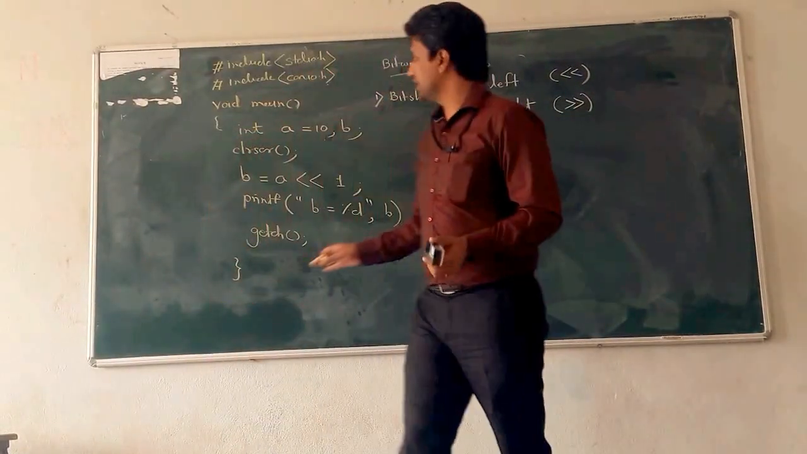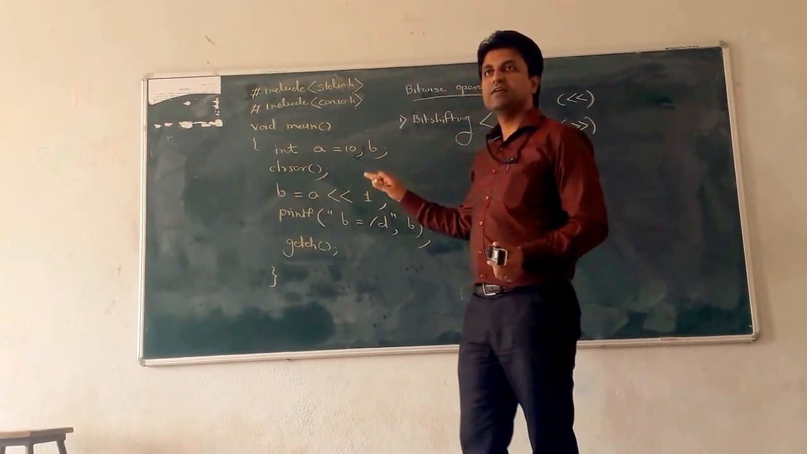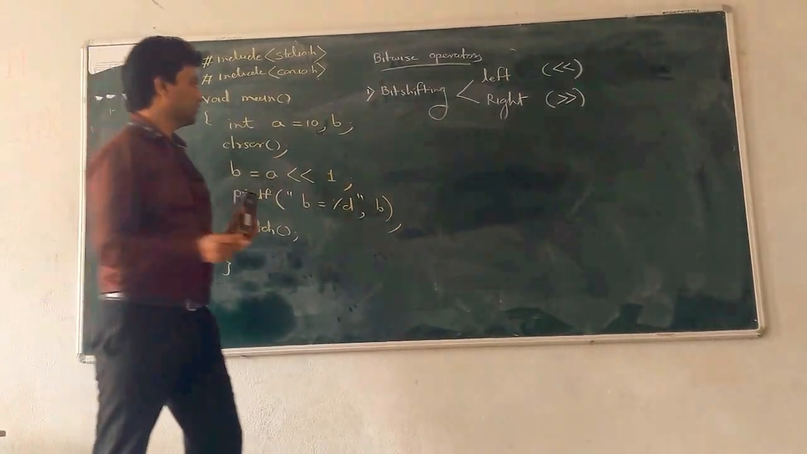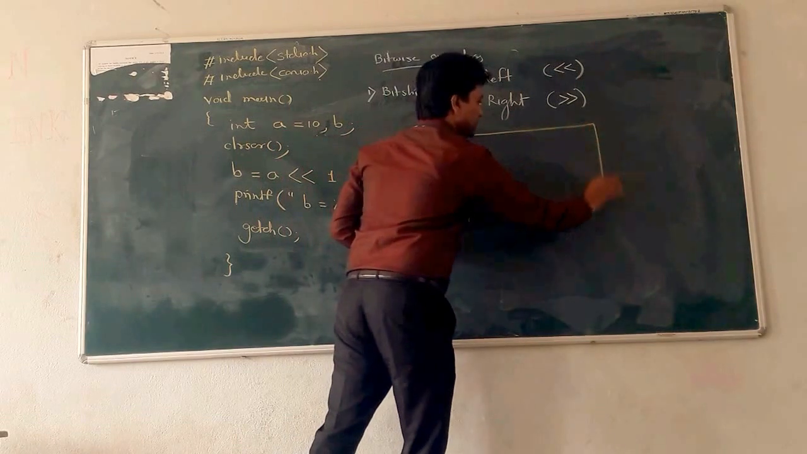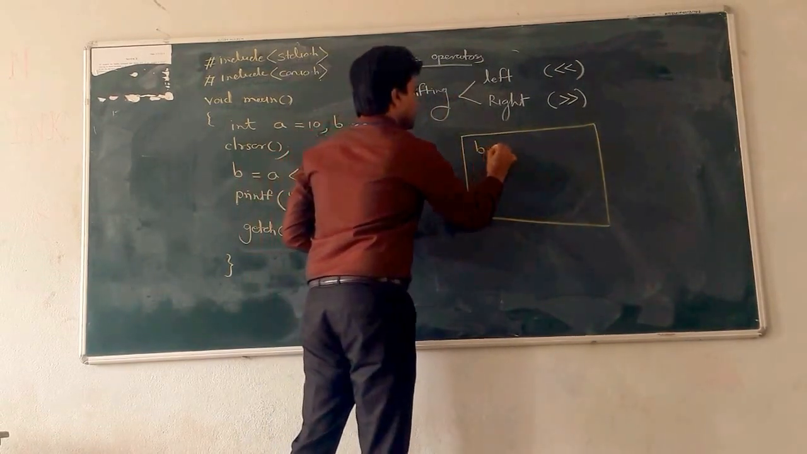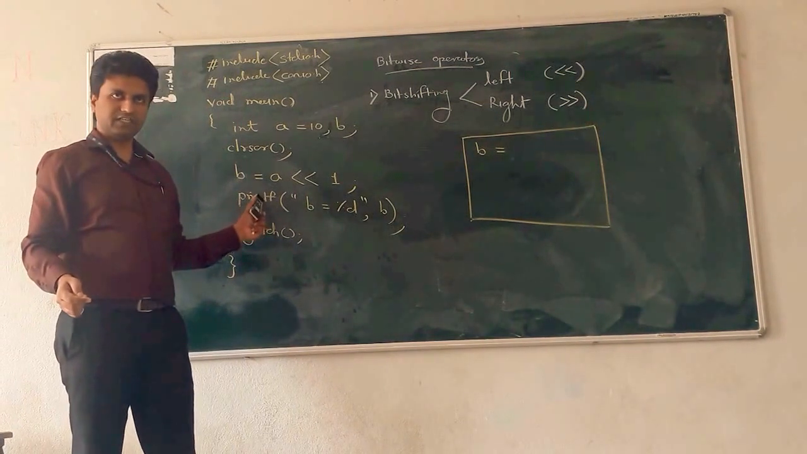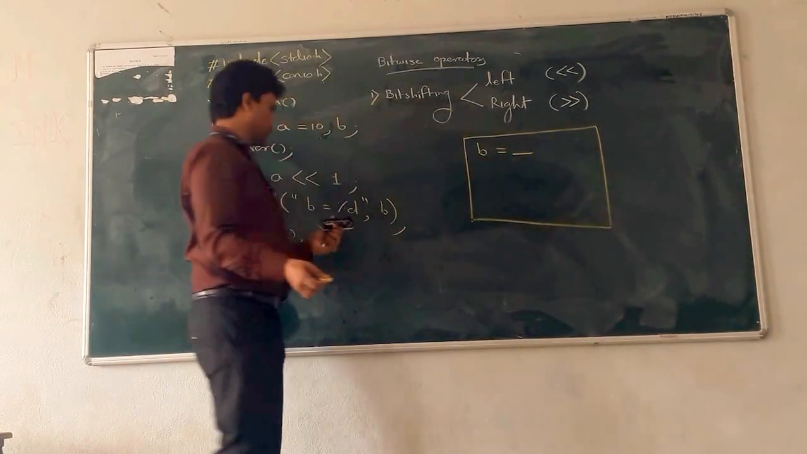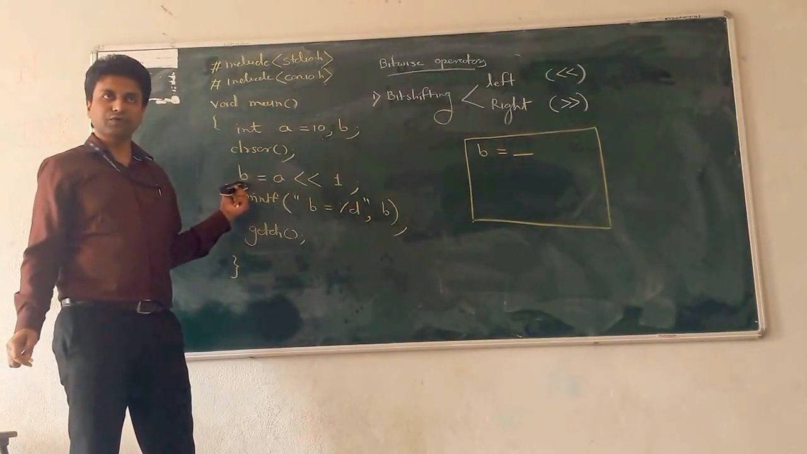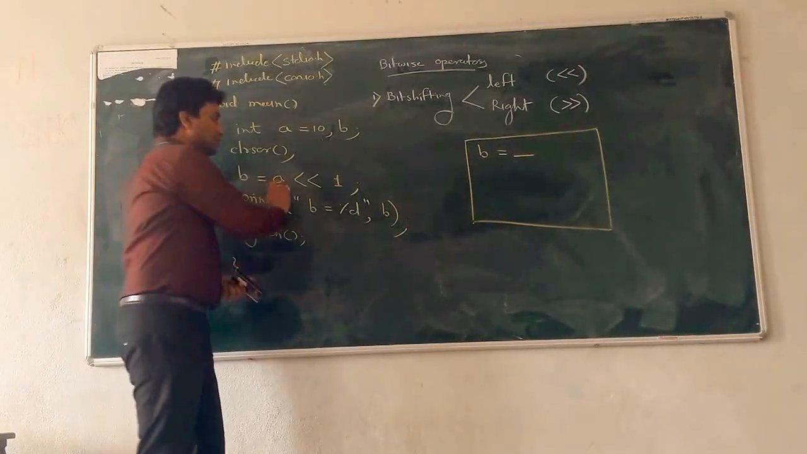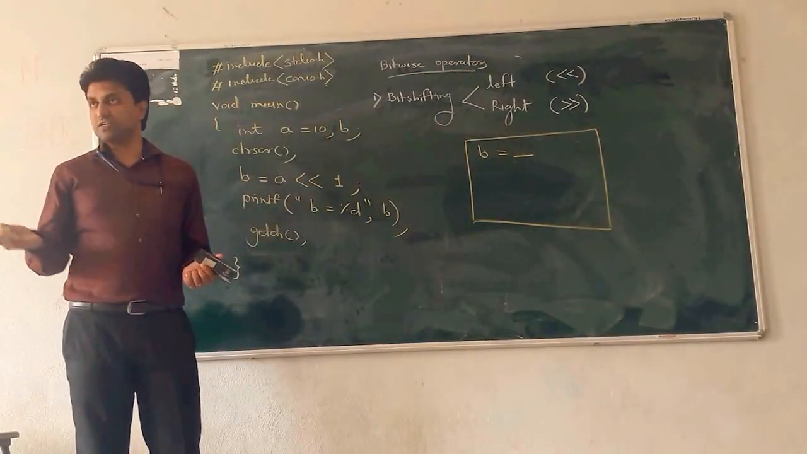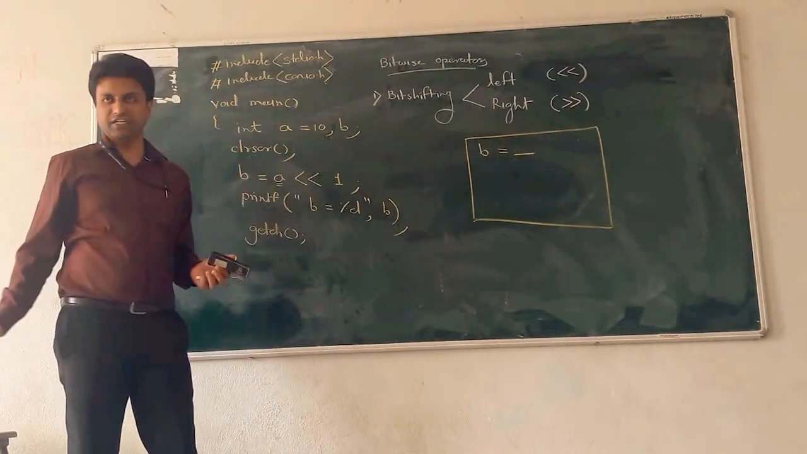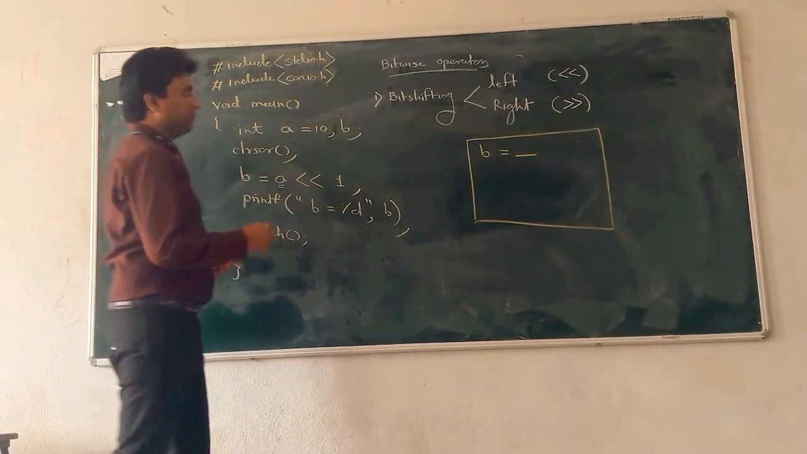Save this file as leftshift.c, compile it, run it. Now, what is the result of this program? What is the output on the console? Only one printf statement is there, which is displayed on the console: b is equal to and the value. So what is the value stored in b? Before that, how does this bitwise operator work? We first take a. What is the value in a? It is 10. 10 means bits.